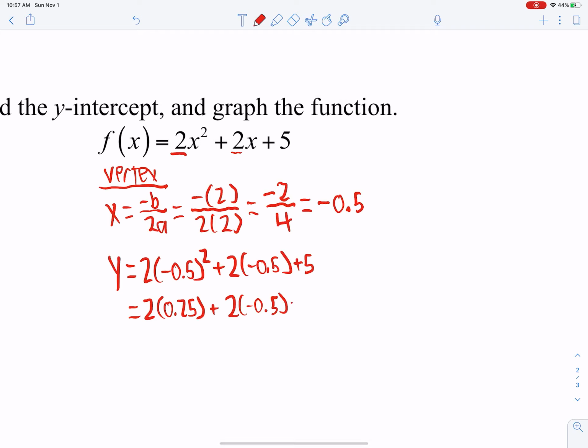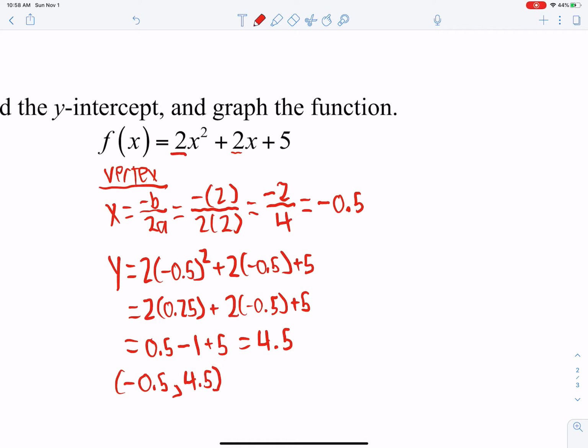And everything else for right now stays the same. Then you do the multiplying. 2 times 0.25 is 0.5. 2 times negative 0.5 is negative 1. And then we have plus 5. And all of that works out to 4.5. So the x value of our vertex is negative 0.5. The y value of our vertex is 4.5.